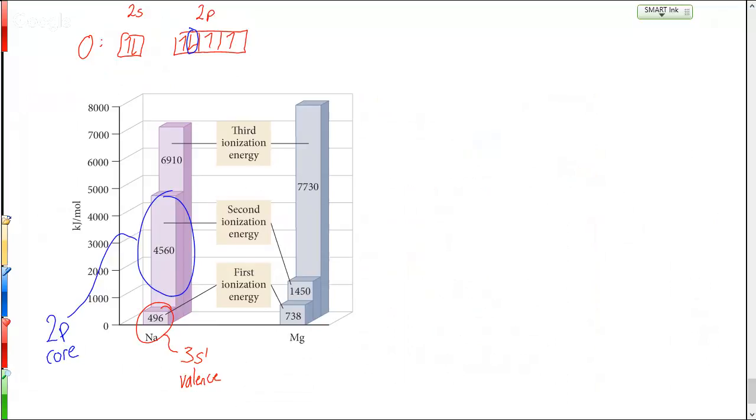So there's going to be a whole lot more energy there because those core electrons have a much higher effective nuclear charge. So they're being held much more tightly by the nucleus. It takes a lot more energy. Why is magnesium's pattern a little bit different? Why does it go low, low, and then jump? Why are there two reasonable ionization energies before the jump to the huge one?